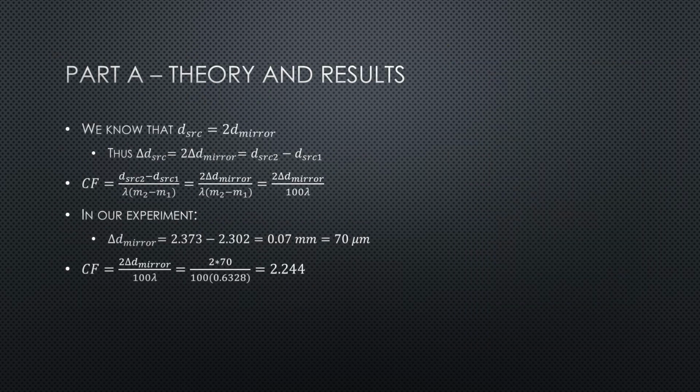For theory and results, we know that D source moves twice the distance of D mirror, thus delta D source equals 2 delta D mirror equals D source 2 minus D source 1. Plugging this into the equation from the lab procedures, we find that the calibration factor equals 2 delta D mirror over 100 lambda, because we are counting 100 fringes. In our experiment, we measured that delta D mirror was about 70 microns, and plugging this into the equation, we find that the calibration factor is 2.244.